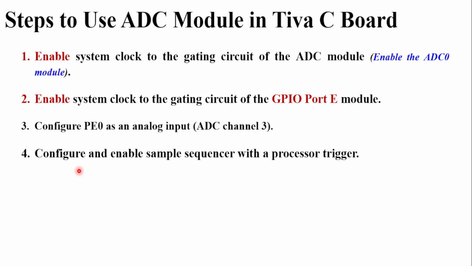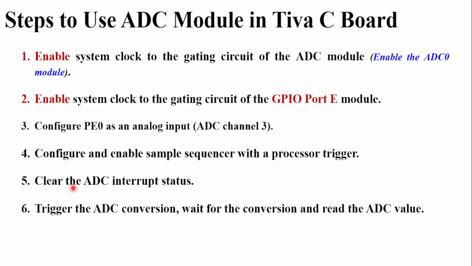Then we have to configure and enable the sample sequencer with a processor triggering to start the conversion. We have to clear the ADC interrupts once it is enabled. So after enabling the interrupts, we have to clear the status so that the next interrupt from the ADC can be generated. Then we have to trigger the ADC conversion, which means to start the ADC conversion, wait for the conversion to finish, and then read the value of ADC.